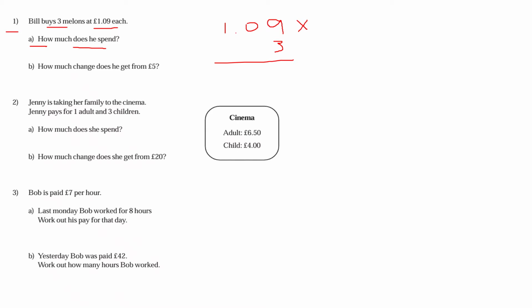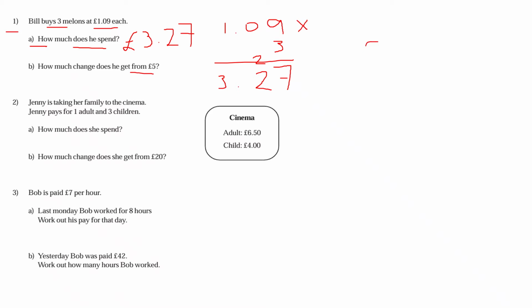Okay, so 3 times 9 is 27. So 7, carry the 2. 3 times 0 is 0, plus that 2 makes 2. The decimal point lines up here. 3 times 1 is 3. So he spends £3.27 in total. Part B, how much change does he get from a £5 note?